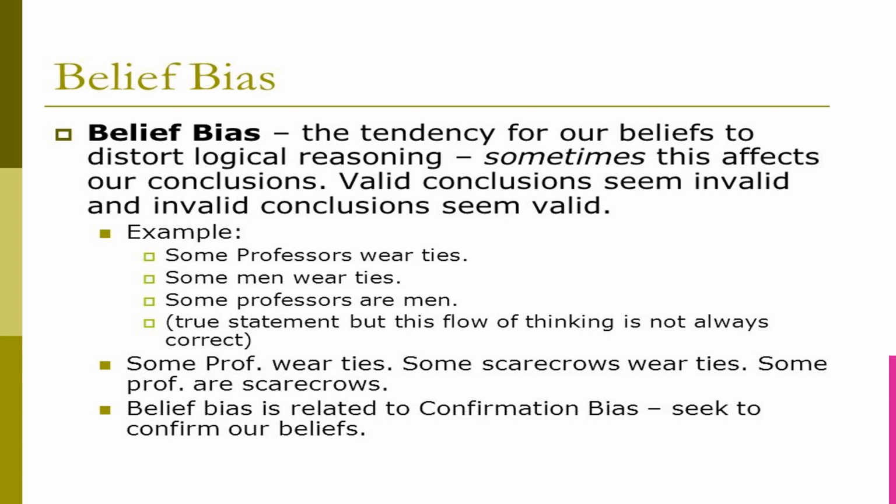And we can see that in the second example below here. We can simply adjust the argument to say, some professors wear ties, some scarecrows wear ties, so some professors must be scarecrows, right? Which has the same logical structure as the first argument, but it shows us what's wrong with it. All that we're told is that there are some profs with ties, some scarecrows with ties, but we don't know if they're an overlapping group or if they're the same group. We can't judge that from the argument that we're given. So we can't draw the judgment that some professors are scarecrows, right?